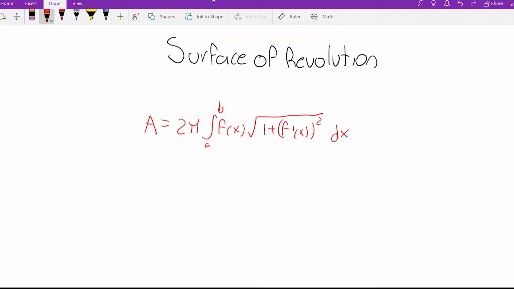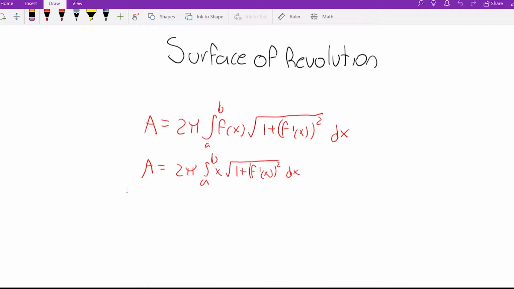times dx. If the curve rotates around the y-axis from A to B, the area is going to be 2 pi, the integral from A to B, x times the square root of 1 plus f prime of x squared times dx.